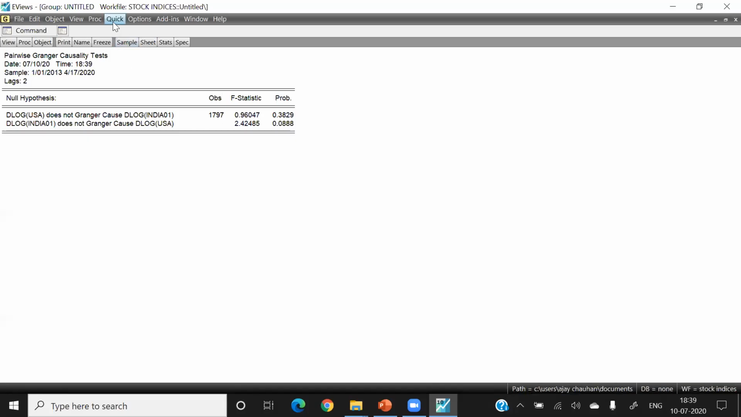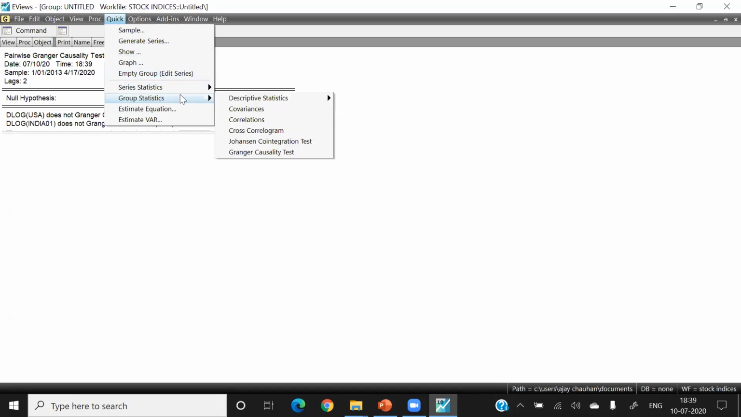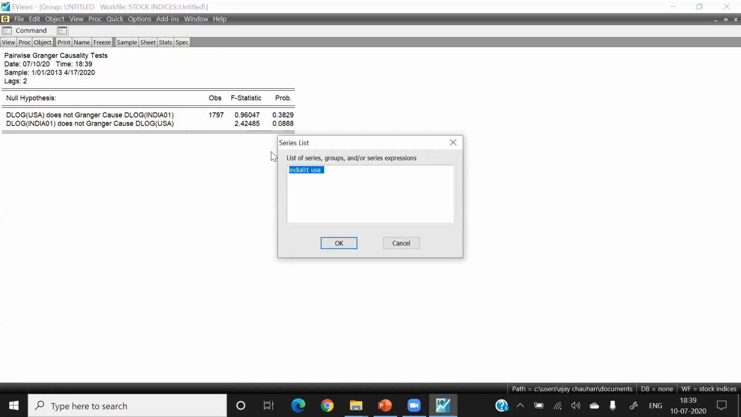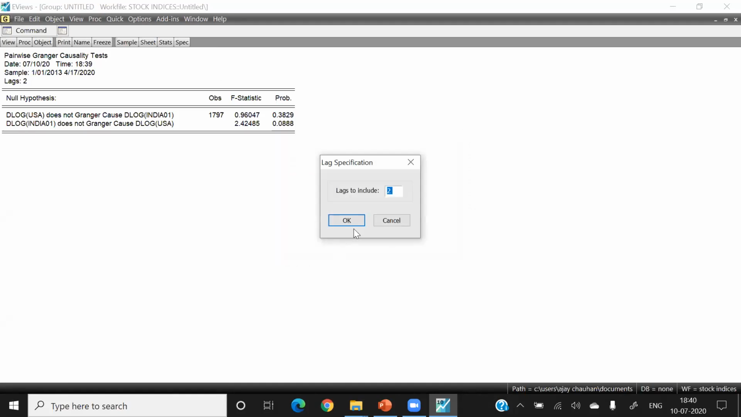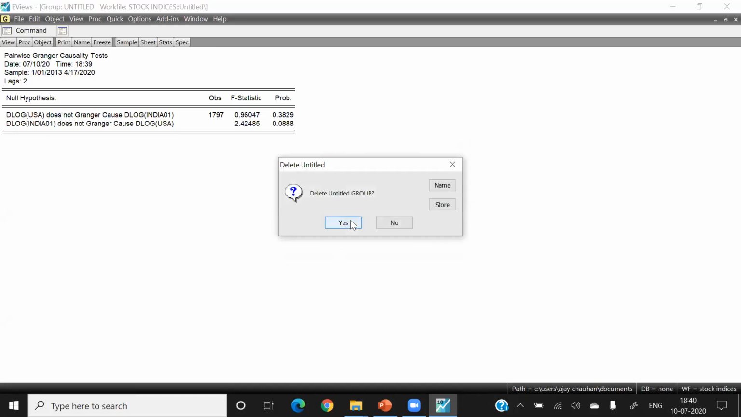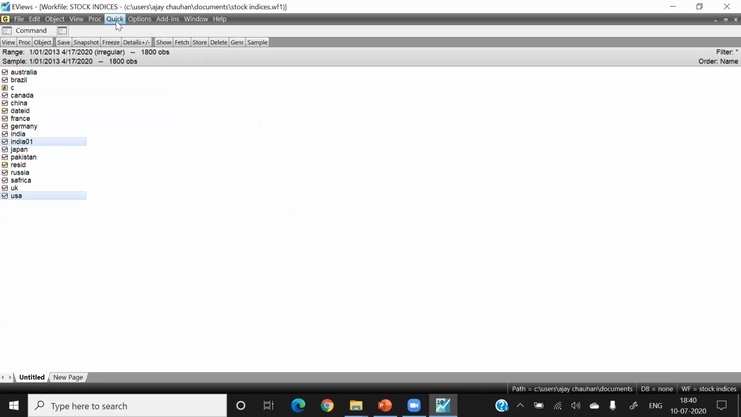So let me try with lag of 3 or lag of more variables. Okay, so let me try for lag 3. D log, again I'm taking, and now I will take the lag 3, and again the answer is same. There is no significant causality between the two variables. Okay, so let's do one more try.